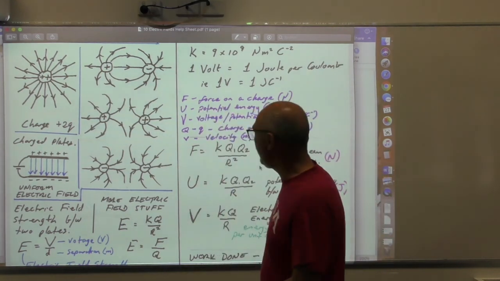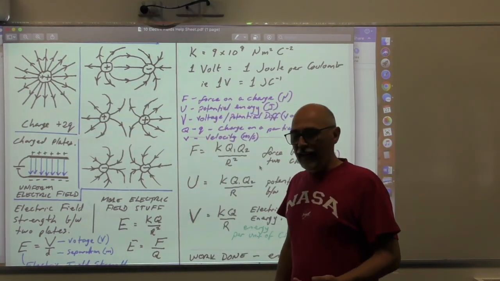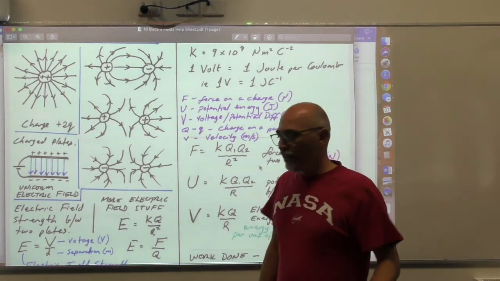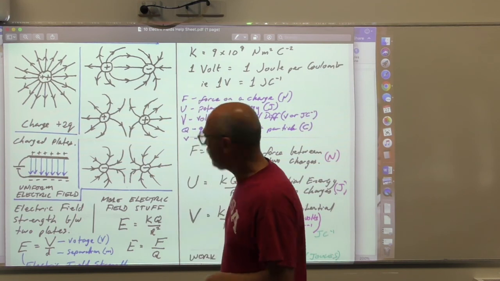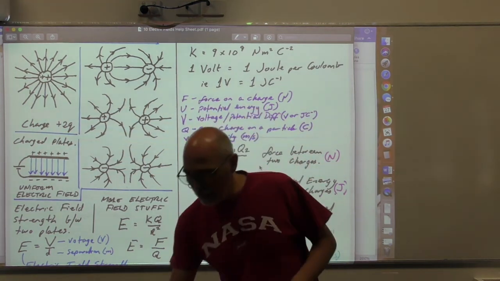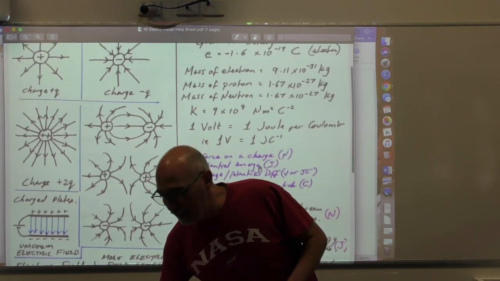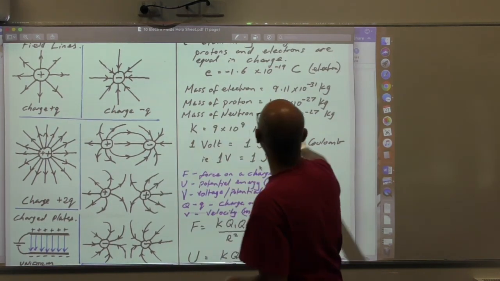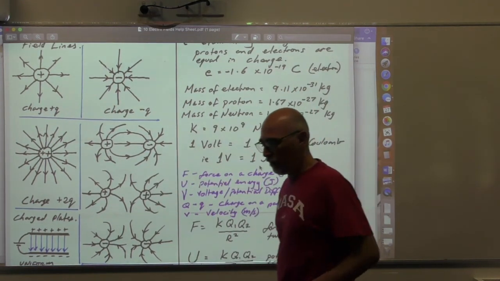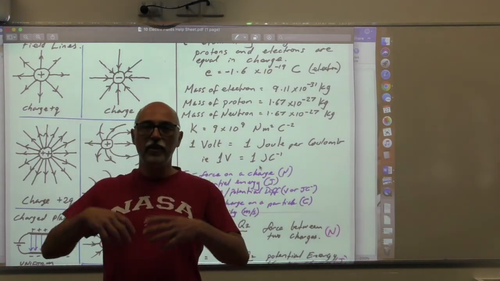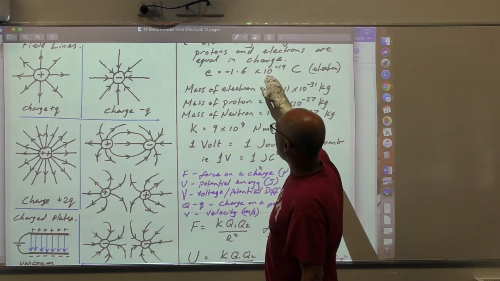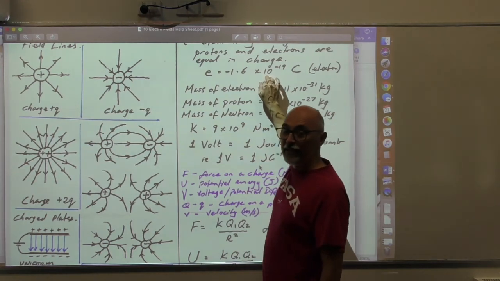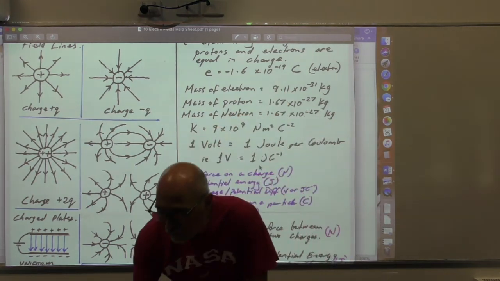Now, you know that one elementary charge, the charge on an electron, is 1.6 by 10 to the negative 19. So that is a tiny amount of charge on an electron. So to make up an entire coulomb of charge, a whole coulomb, there'd be a lot of electrons that would make that up.